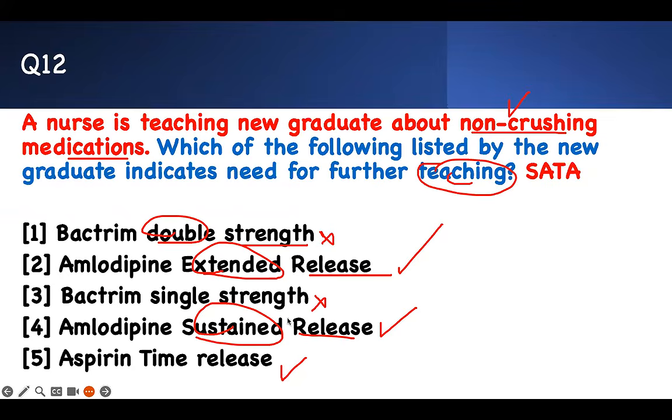So when these are listed, those are wrong. So this needs further teaching. 1 and 3 can be crushed, so she's no need to list them. All you're supposed to list is the non-crushable. So 2 is non-crushable, 4 is non-crushable, 5 is non-crushable. 1 and 3 can be crushed. So list non-crushable, not the crushable ones.